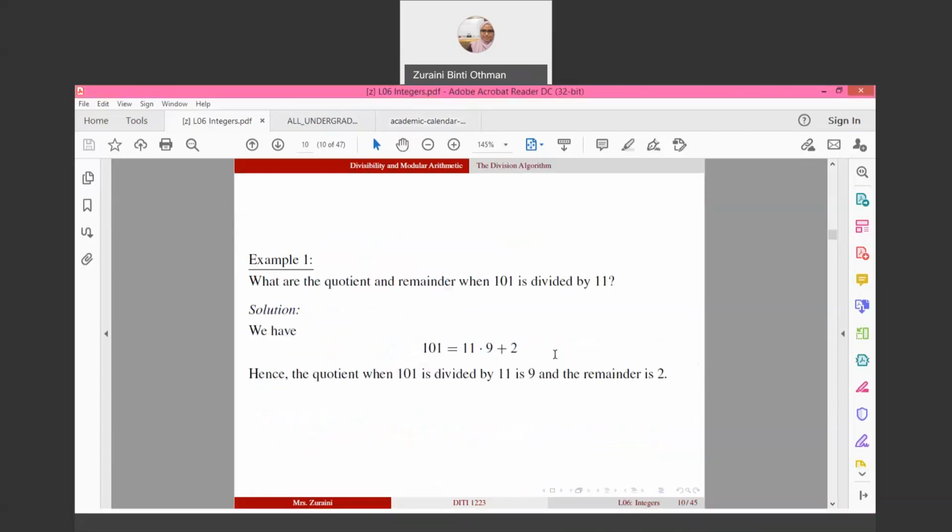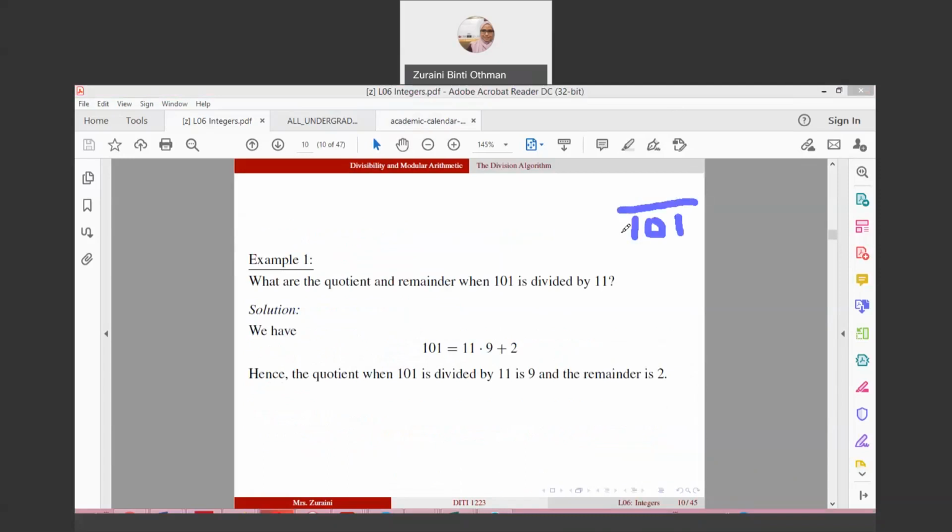Let us look at this example. What are the quotient and remainder when 101 is divided by 11? We have 101 and divide by 11. 11 times 9 is 99, so the remainder is 2. So 101 is equal to 11 times 9 plus the remainder, 2.